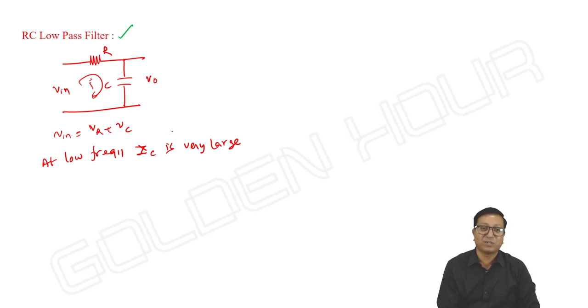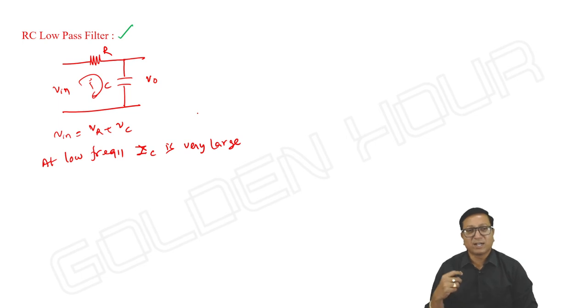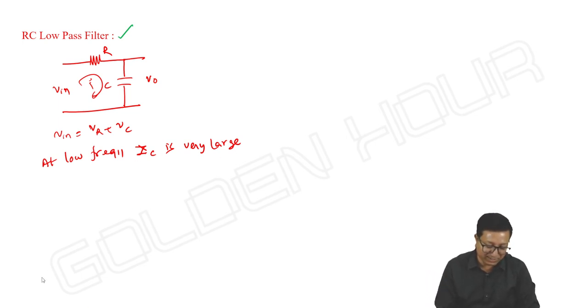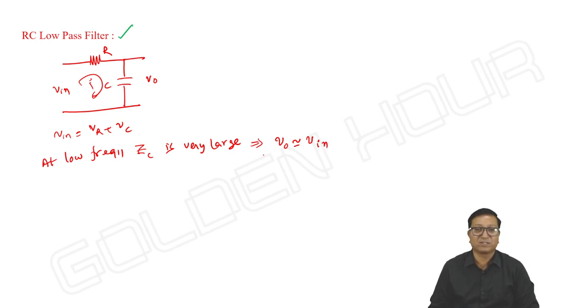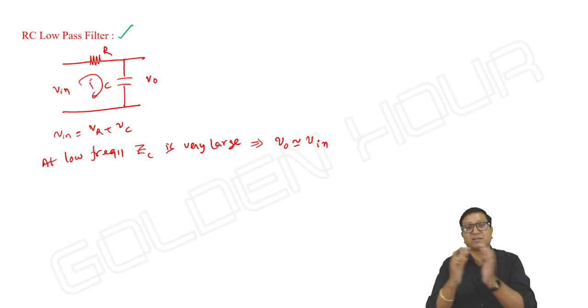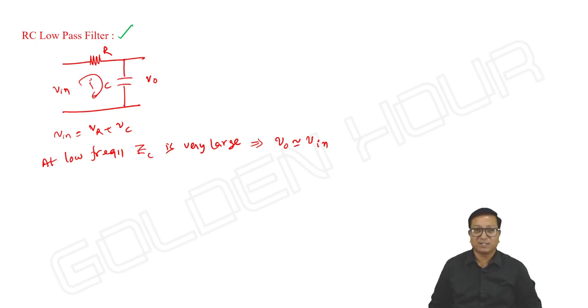V output is equal to input, we can say. So at low frequencies, the impedance of the capacitor is very large and hence the maximum signal can be seen across the output. Very large implies V output is approximately equal to input. As impedance is large, maximum voltage can be seen, which means the entire input can be seen across the capacitor.